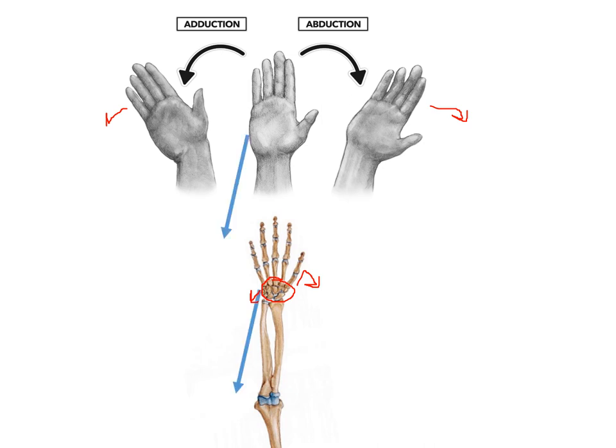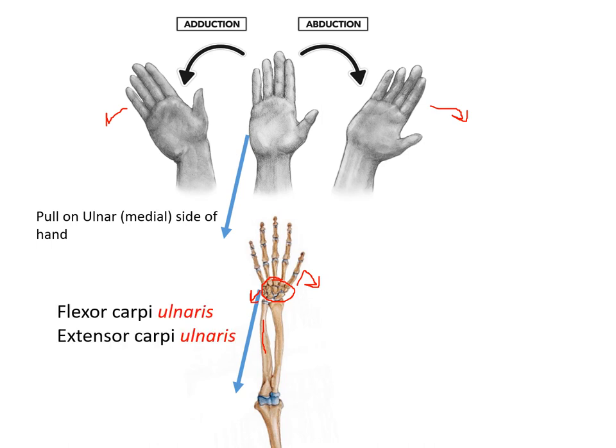Okay, so if we wanted to pull our hand towards the pinky side, so adduction, we would use muscles that are attached to the wrist on the pinky side. Right? So this bone on the pinky side is the ulna. Right? So we should use ulnar or medial muscles. So we'll use our two ulnaris muscles, flexor and extensor carpi ulnaris.